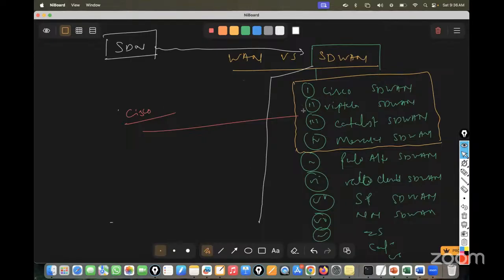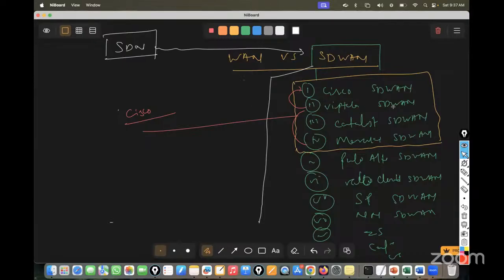Viptela was a different company. Meraki was a different company, right? So Cisco acquired Viptela, and also Meraki. But their solutions were still available in the market till last year. Viptela's solutions are still available in the market. Meraki is still available, but Cisco completely acquired them and did some fine tuning and rebranding on those solutions.